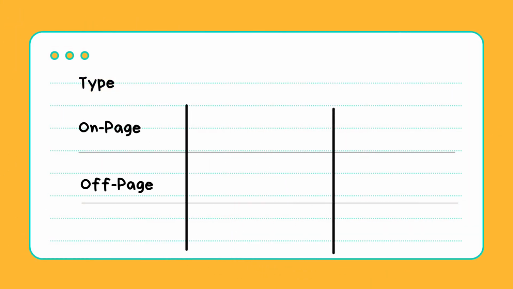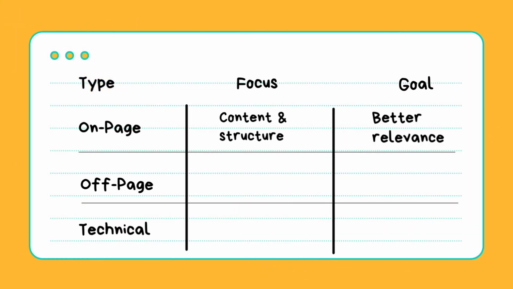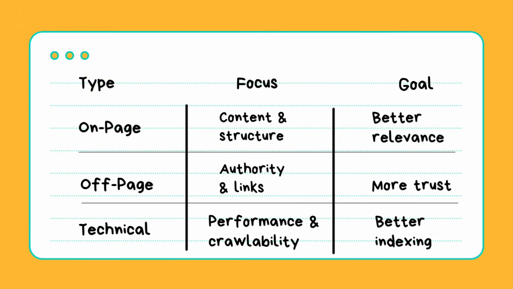Quick recap. Let's quickly summarize everything. On-page SEO: optimizing your content and page structure. Off-page SEO: building authority and trust from other websites. Technical SEO: improving website performance and crawling.